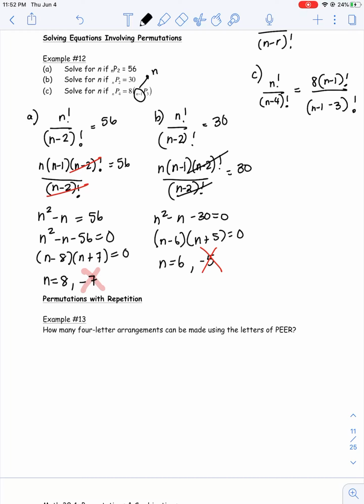So we're just going to simplify the left side. Remember that counts down all the way until we get to the bottom. So I keep counting down until the n minus 4s cross each other off.